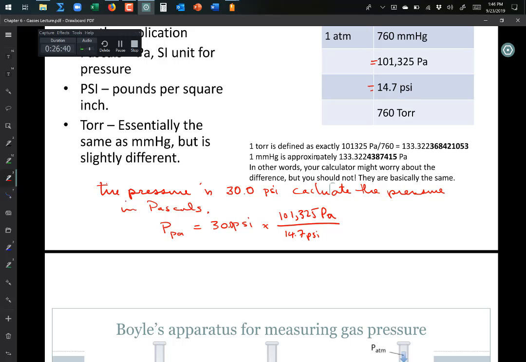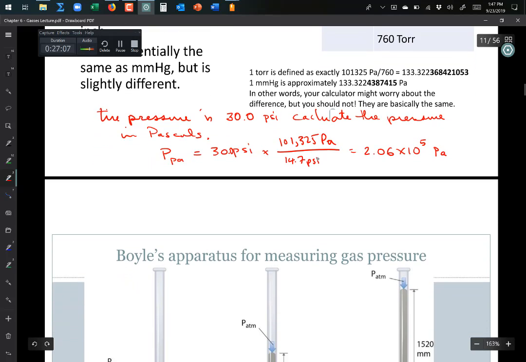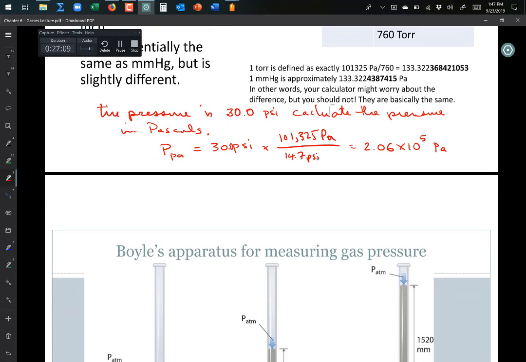Oh, yeah, and so you get a big number. I'm going to say 2.06 times 10 to the fifth pascals. There's also a unit called a bar, and it's 1,000 pascals is one bar, but as soon as we start talking about bar, everybody gets confused. But yeah, there are all kinds of other pressure units, I just had to use them.